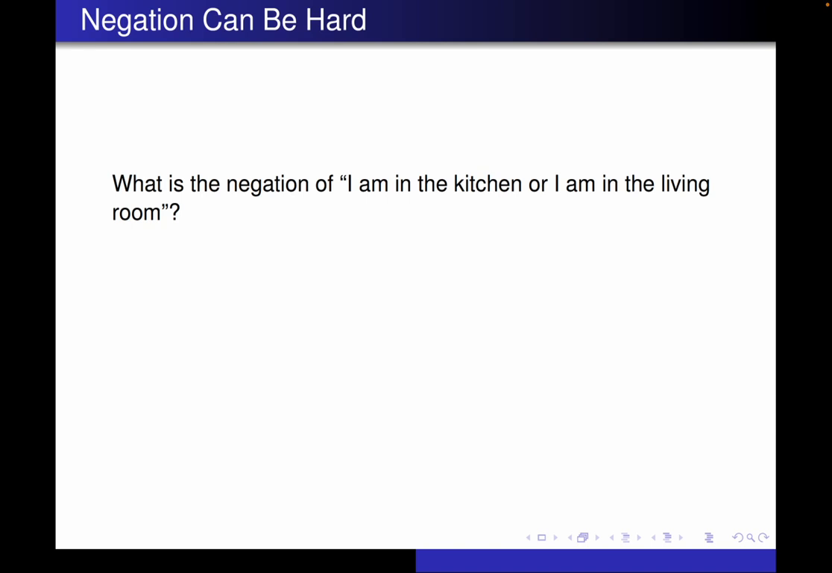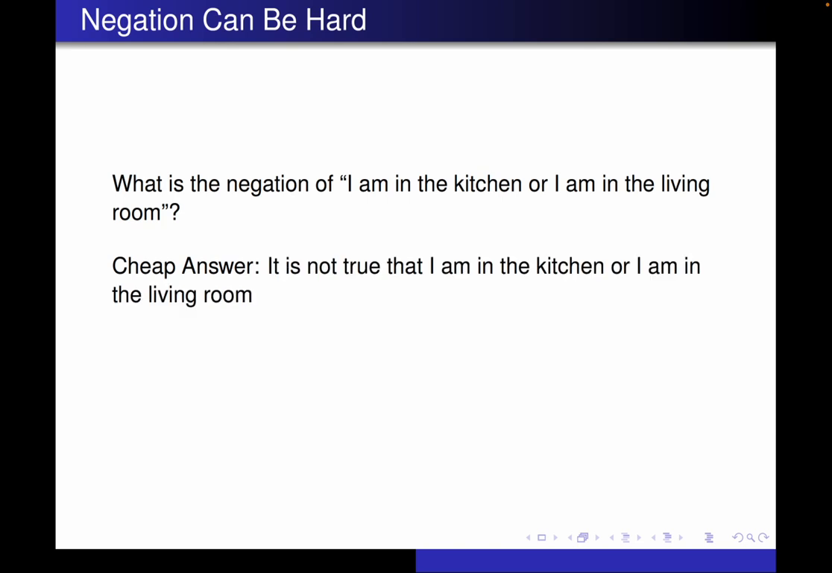Negation can be a little bit complicated, especially when you're dealing with molecular statements that are comprised of more than one statement. So for instance, if I have the statement, I am in the kitchen or I am in the living room, a question is, how do you negate that? How do you find the negation of that statement? So I can give you a cheap answer. It's not a very satisfying one. I could just say, it is not true that I am in the kitchen or I am in the living room. While that's technically the negation, it is not particularly helpful.